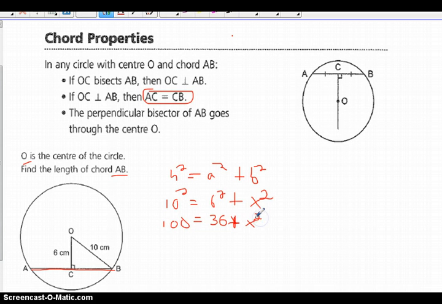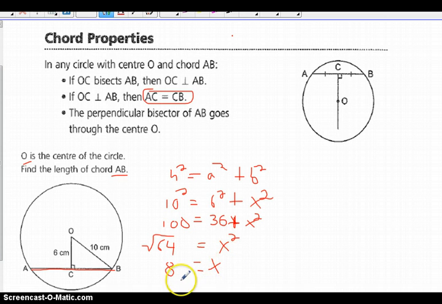We want to solve for x squared, so we need to isolate it. We take away 36 from this side, which means we have to take away 36 from that side. So we'll have 100 subtract 36 on the left hand side, which gives us 64. On the right side we subtracted 36, so we're left with x squared. To solve, we take the square root of 64, and 8 times 8 is 64, so x is equal to 8.